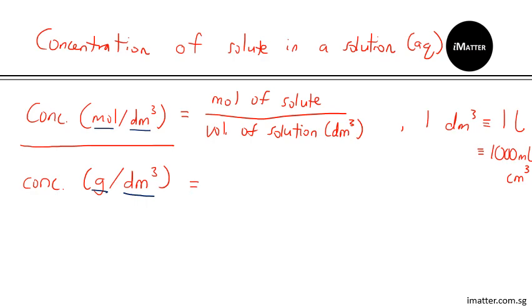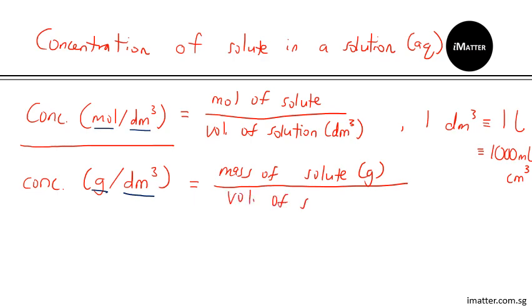So the formula looks like this. Mass of solute in grams over volume of solution. Similarly, this is in dm cube. And just be mindful, we are interested in the solution volume as a whole, not just the solvent itself. So just keep that in mind.